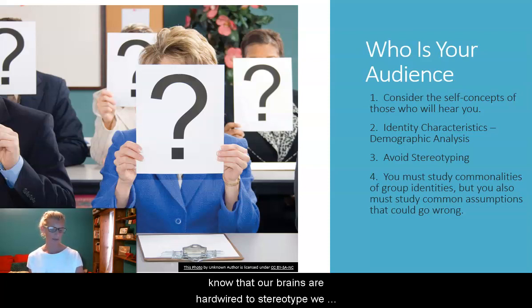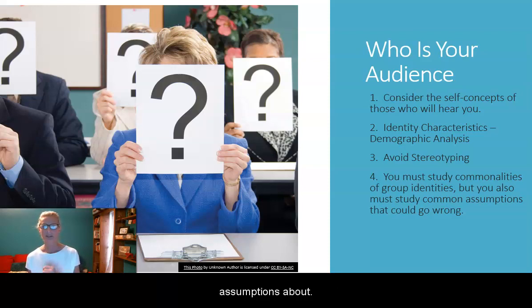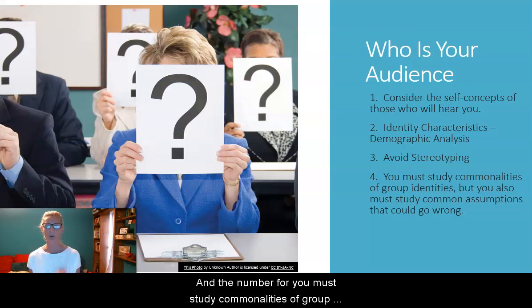So we know that our brains are hardwired to stereotype. We absolutely know that. But part of our goal in teaching you the art of rhetoric as educators is for you to go beyond the stereotype that you've been conditioned to think or to believe about particular groups of people, and to make educated assumptions, if you will, or to do the research that you need, or to meet the people that you've made these assumptions about. And then number 4, you must study commonalities of group identities.